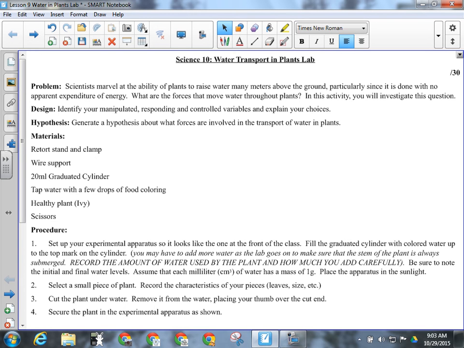We're also going to measure how much water actually moves through the plant by recording how much water we start with, and then at the end, recording how much we have. So we're watching for a change in water volume and for changes in the appearance of the plant. Those things are going to indicate whether water has been transported or not.